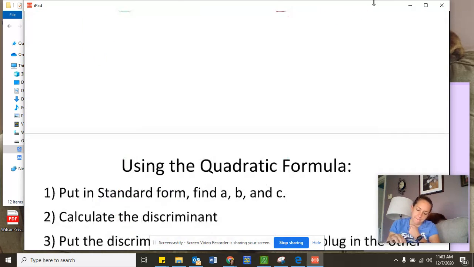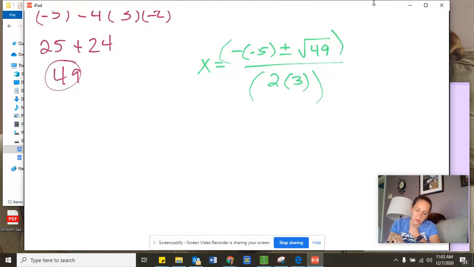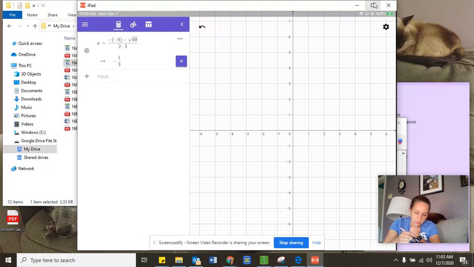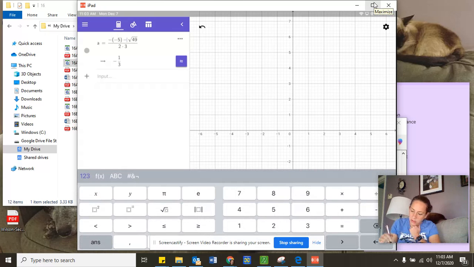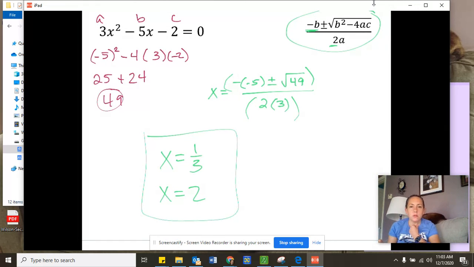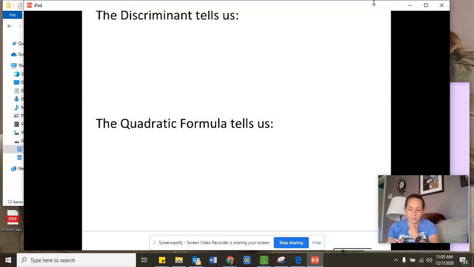There we go. So my 2 answers are x equals negative 1/3. Oh, I hope it doesn't mess up. And then with a plus, it was x equals 2. Yes. Okay. So 2 answers. Sorry, that was more complicated than it should have been.